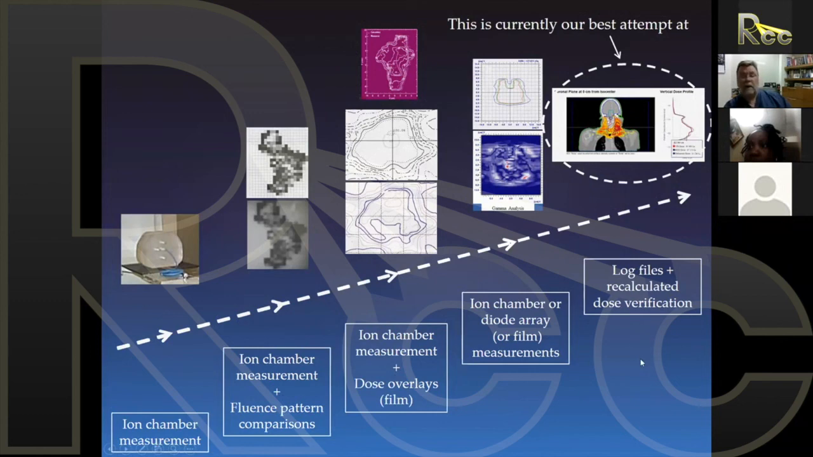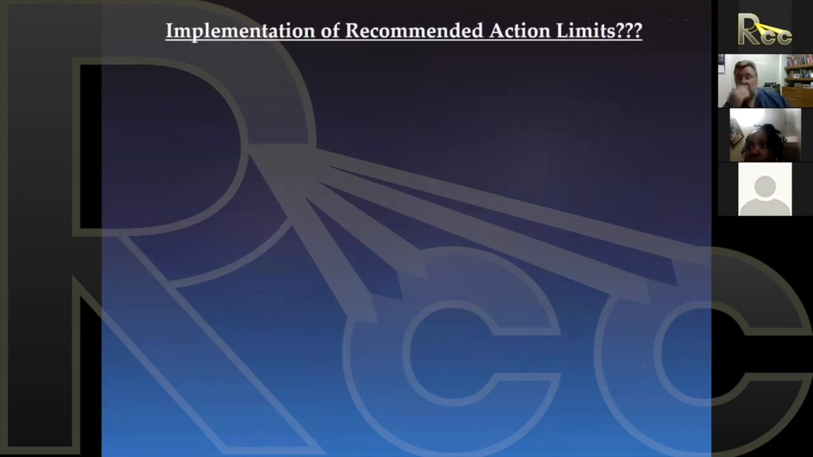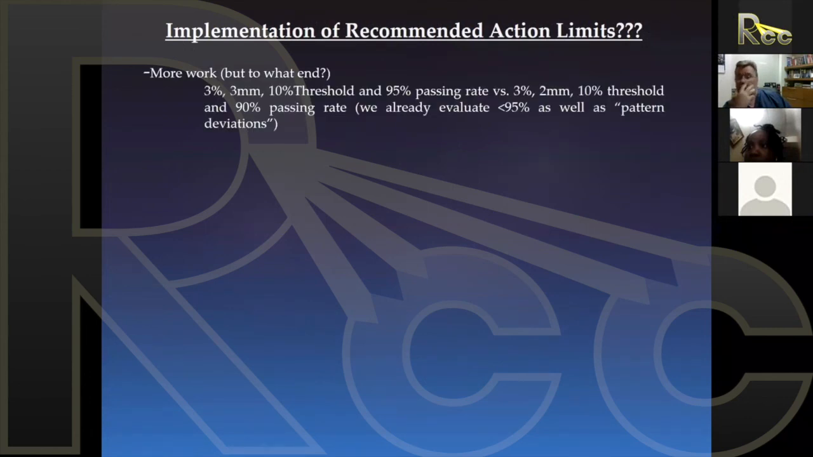So when we implemented, should we implement, that's what we thought, the action limits, we were at 3%, 3 millimeters, 95% passing rate, versus 3%, 2 millimeters, 10% threshold and 90% passing rate. Why should we do this? We're already doing this. We already evaluate values under 90%, we are at 95%, even pattern deviations greater than 95%.